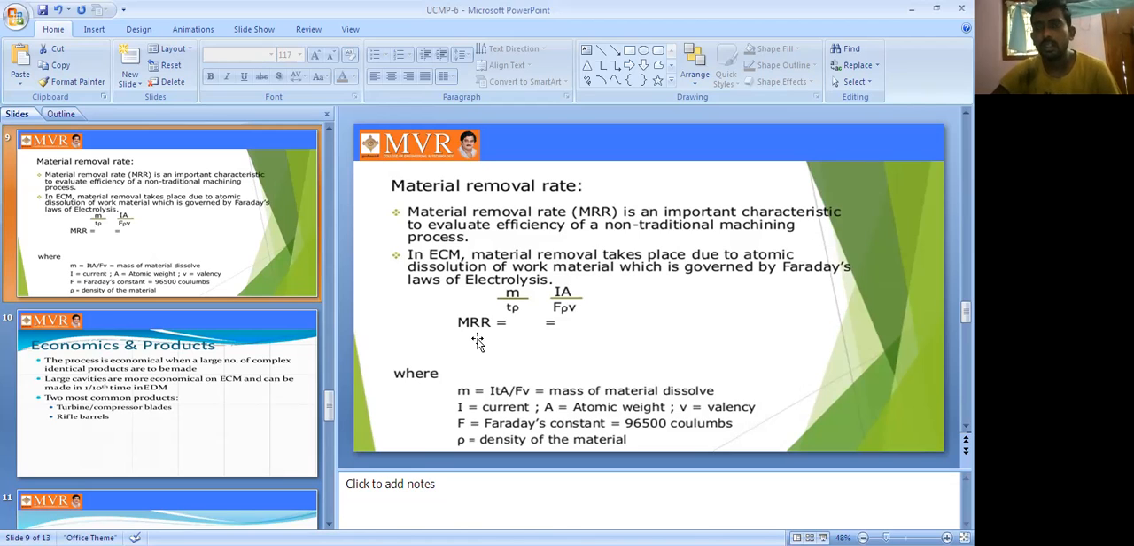Another topic is ECM1. What is ECM1? In ECM1, what is the key role of MRR? Next, what are the advantages, what are the disadvantages, and what are the applications of ECM1?